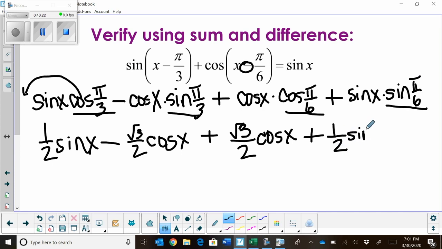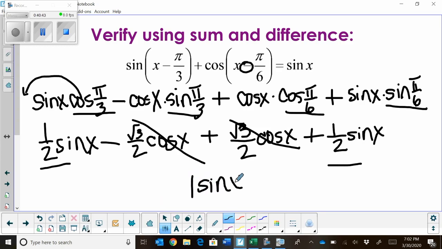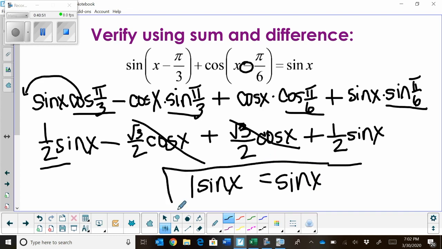Sine x. Okay, so let's look and see what we have. We have a half of sine x, negative root 3 over 2 cosine x, positive root 3 over 2 cosine x. These cancel. Then I have a half sine x and a half sine x. A half and a half make one whole sine x. That indeed equals sine of x. So, bingo, we did it. And there is verifying that sum and difference.